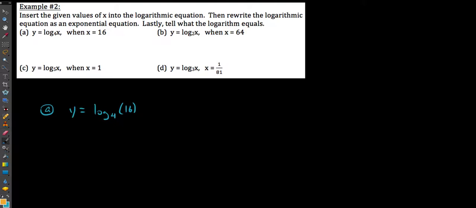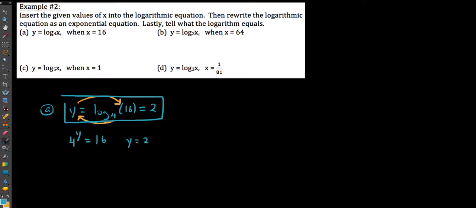But how could I determine this? If you just rewrite this with the 16 in for x, and all we do is rewrite this in exponential form, this question becomes a whole lot easier to think about. We're asking, what could I take 4 to the power of to get 16? Well, the only reasonable answer is that y equals 2. So in this case, the whole logarithmic expression would be equal to 2 if x is equal to 16.